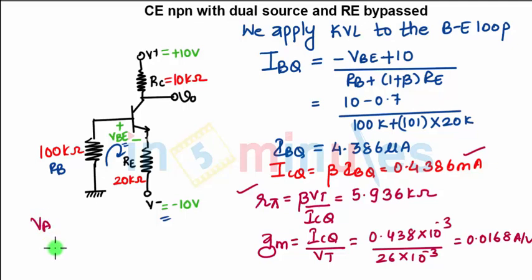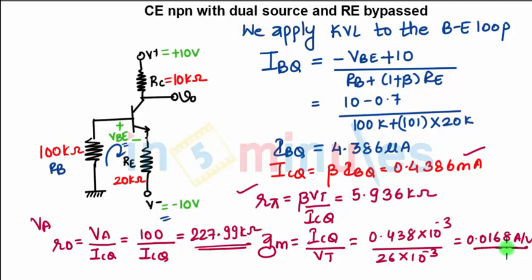Now in the question they have given us VA. So if you have VA, you need to find RO. RO is VA divided by ICQ. VA is given as 100. You know the value of ICQ. When you substitute, you will get the value of RO as 227.99 kilo ohms. So you have got GM, you have got R pi, and you know RO.